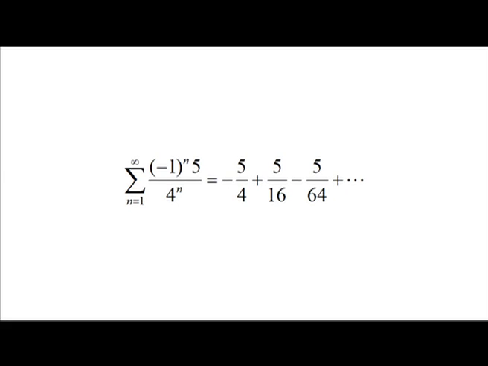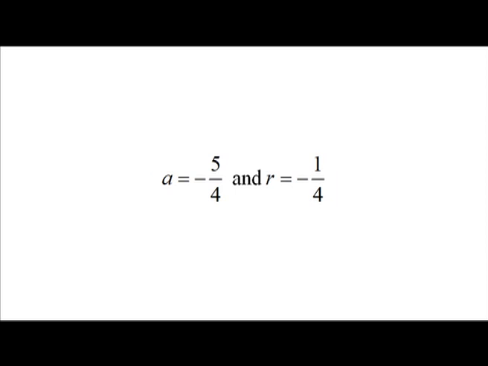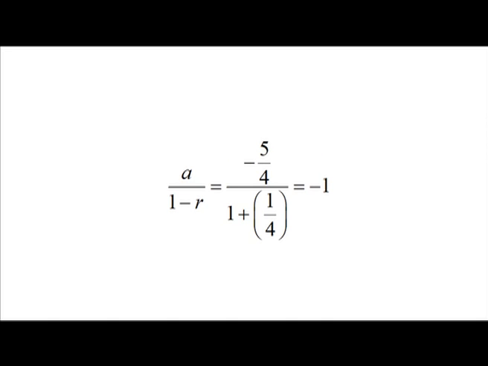We show that the series summation (negative 1)^n into 5 upon 4^n as n from 1 to infinity, equal to negative 5 upon 4 plus 5 upon 16 minus 5 upon 64 plus etc., has the sum negative 1. The given is a geometric series with a equal to negative 5 upon 4 and r equal to negative 1 upon 4. It converges to a upon 1 minus r, which is equal to negative 5 upon 4 upon 1 plus 1 upon 4, which is equal to negative 1.